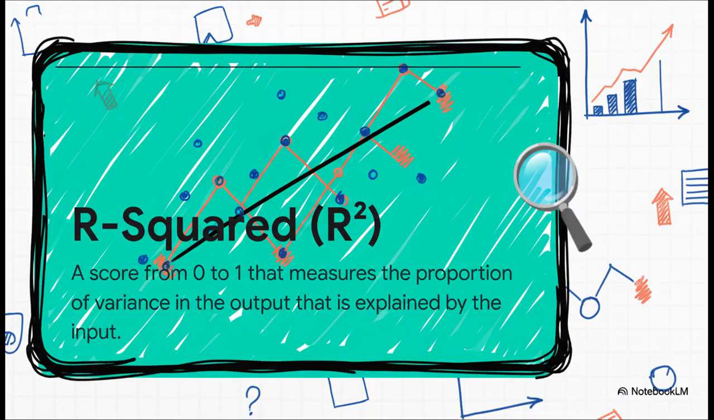So, once you've done all this work and found your best line, you need a simple way to tell someone how good it is. That's where a score called R-squared comes in. You can just think of it as a report card for your model. It's a grade from 0 to 1. An R-squared of 0 means your model is basically useless. An R-squared of 1 means your model is a perfect crystal ball.